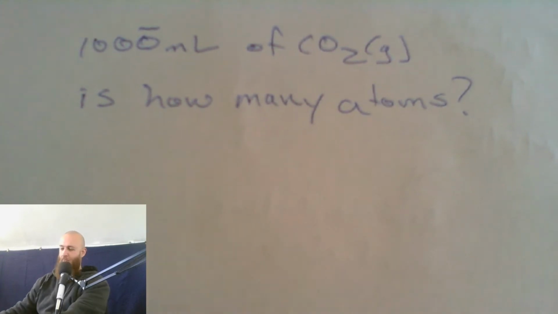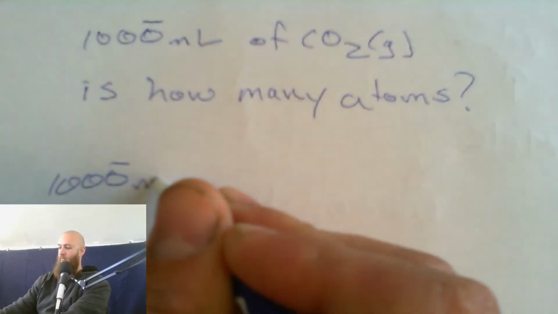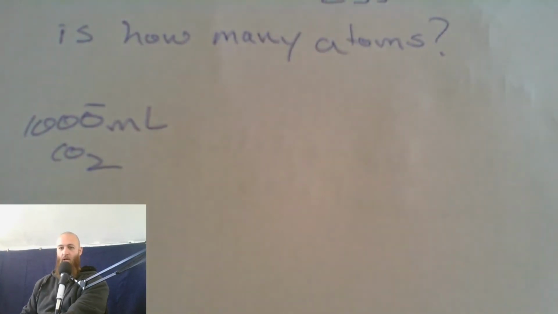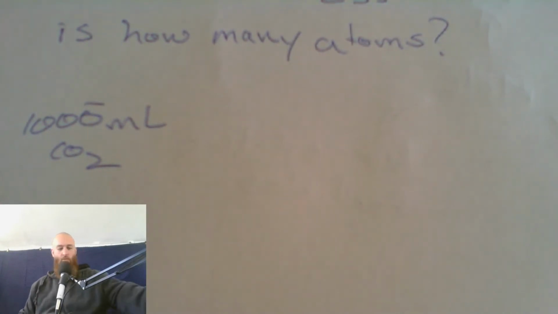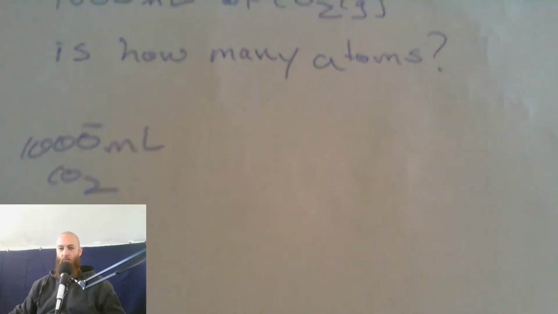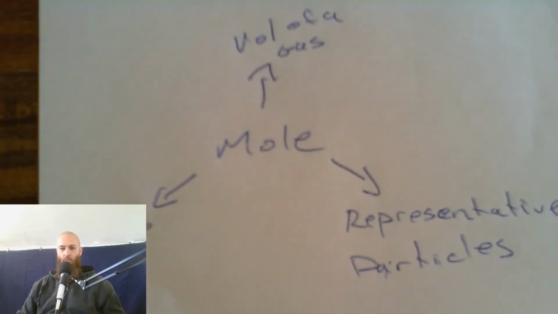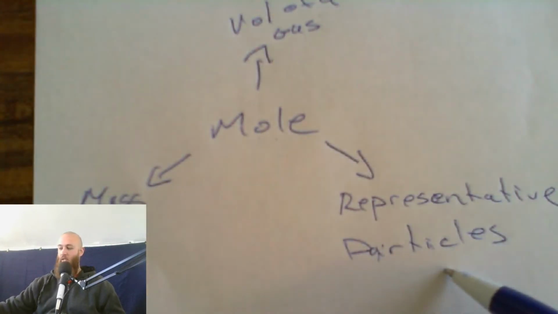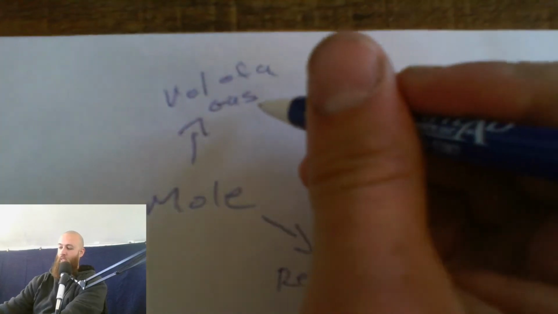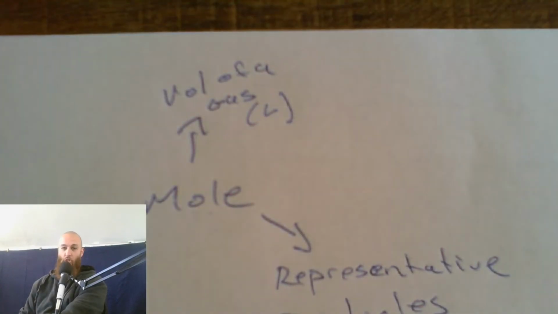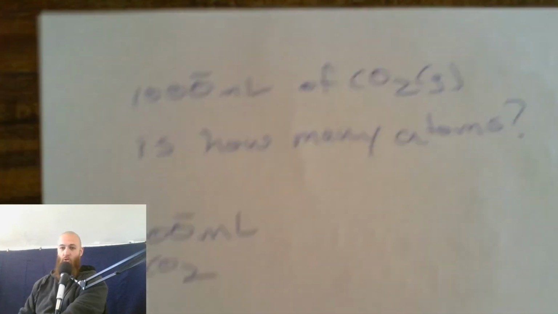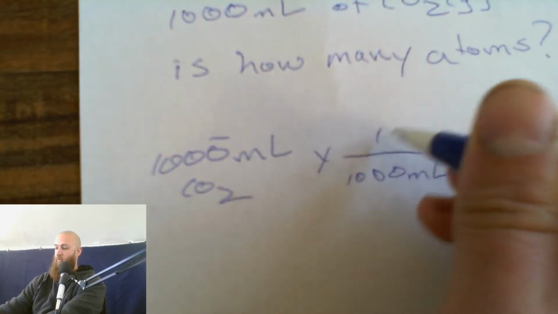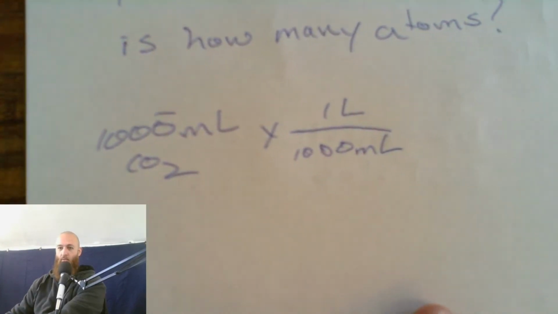So you always start with what you know, right? I have 1,000 milliliters with 4 sig figs. It's CO2, and you know it's a gas. I want to know how many atoms. I can't go directly from volume to representative particles. I first have to go from volume to moles, then to representative particles. But here's the problem: this is always going to be in liters, or at least it should be to get started, so your first step should be converting this to liters. 1,000 milliliters is equal to 1 liter.